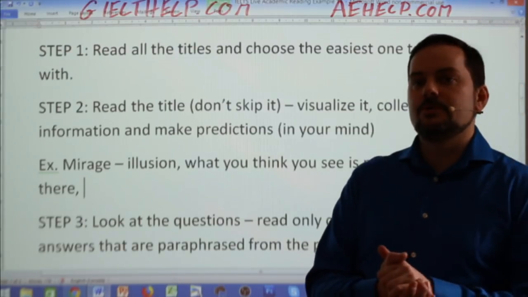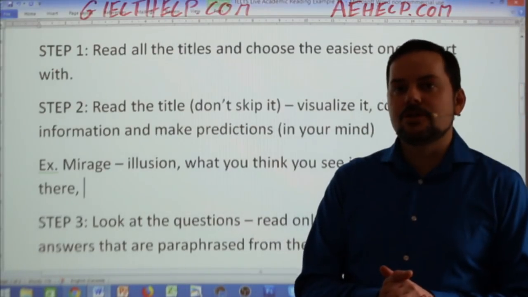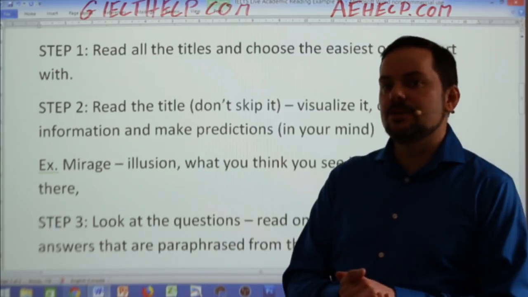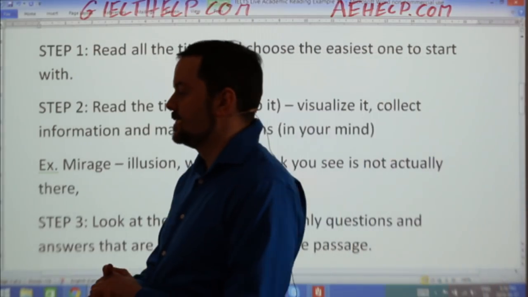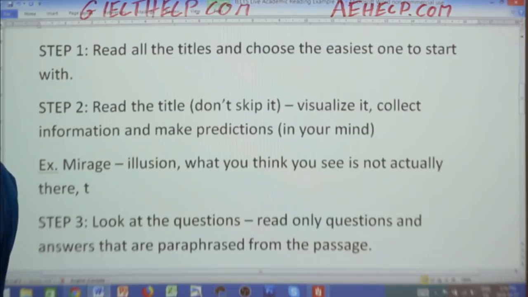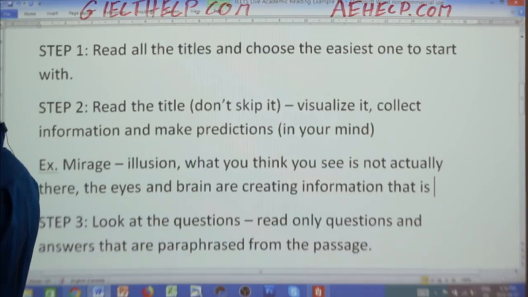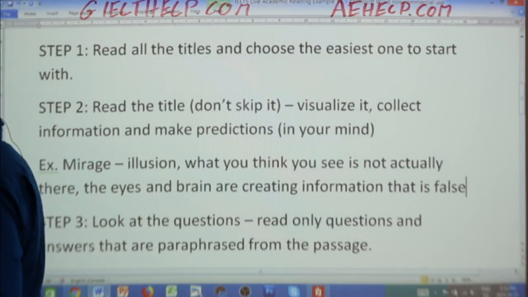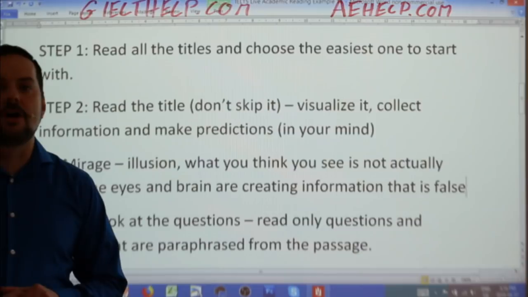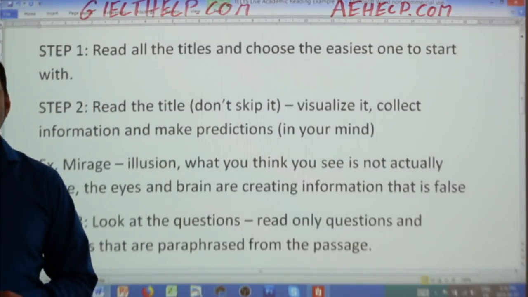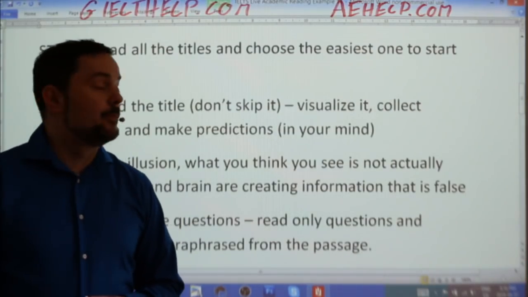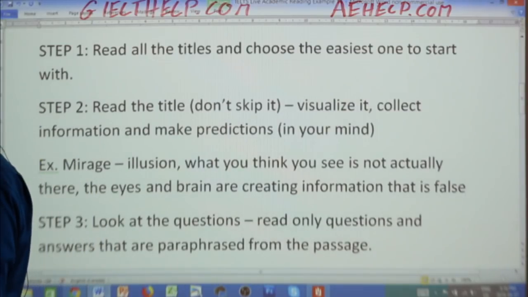You're very welcome, Zeus. Yeah, so Andrea says you are seeing something that is not real, or you can say the eyes and brain are creating information that is false. Okay? So the eyes and the brain are creating information that is false. In a mirage, what is that false information?